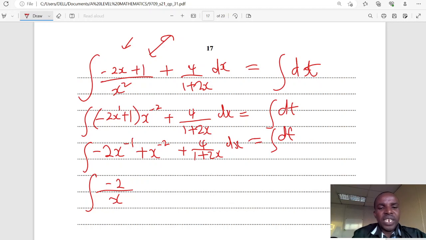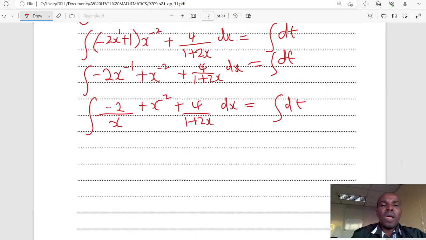That one you can't integrate, so you have to apply the logarithms. Plus x to the power minus 2. This one, minus 2, can be integrated. Then plus 4 over 1 plus 2x dx, equals the integral of dt.